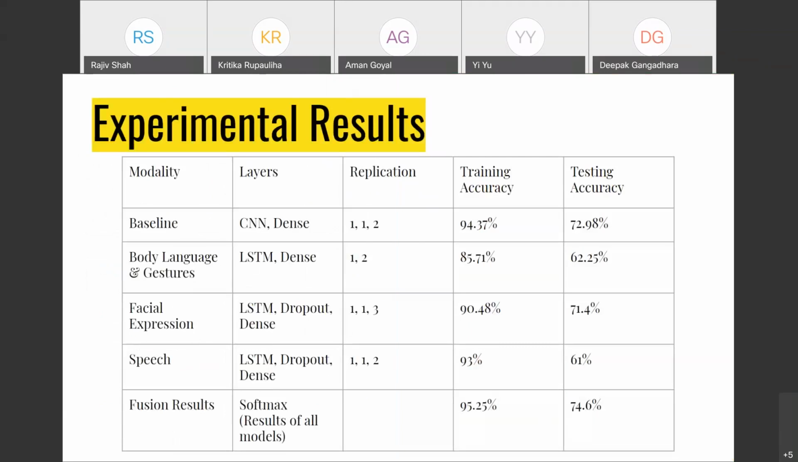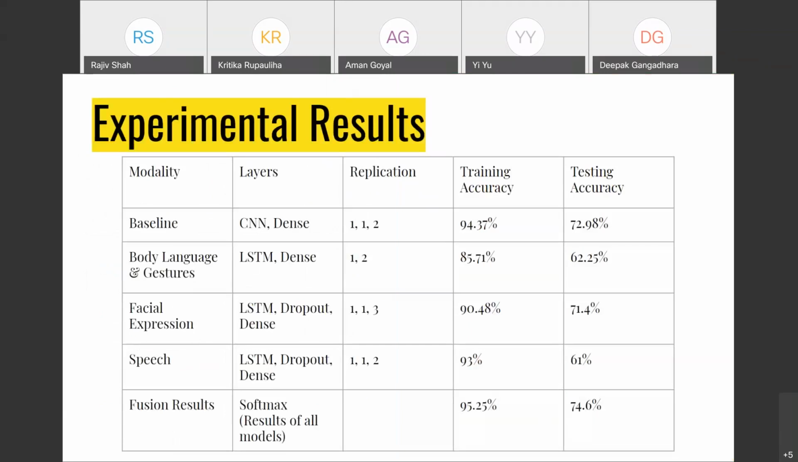These are the experimental results. The baseline that we have taken for comparison is using a convolutional neural network, and you can see that the accuracy is about 72%. Then we have computed the individual training and testing accuracies for each of the 3 modalities that we have used.